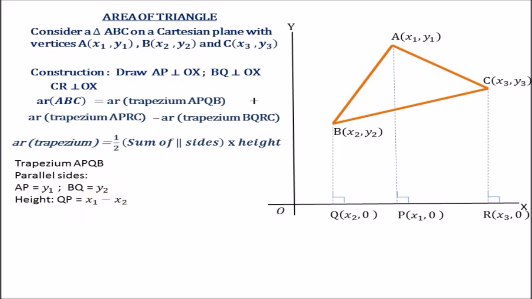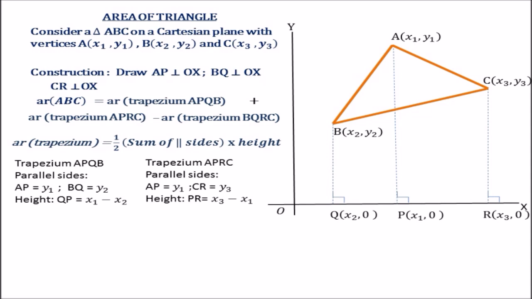Similarly, for trapezium APRC, the parallel sides are AP and CR. Now the length of AP will be y1 minus 0, so that is y1. And for CR, the subtraction of y coordinates, y3 minus 0, that means y3. For height, the perpendicular distance is PR. R is the further point here, so the x coordinate of P will be subtracted from the x coordinate of R. So PR equals x3 minus x1.